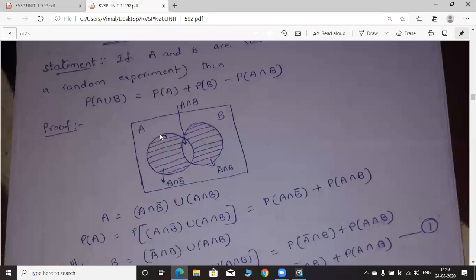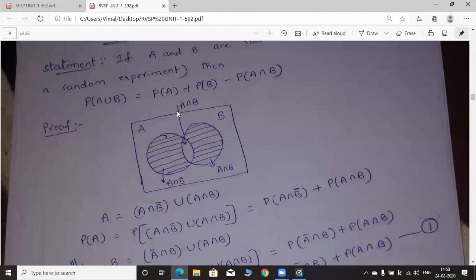Okay, so the first circle A can be written like this. Here the first circle is divided into two parts, this shaded area and the common portion. So the first shaded area can be written as A intersection B bar. Next, the common portion can be written as A intersection B. Okay, so by combining the first portion and the common portion, you will get A only. After applying probability, you can add the terms.